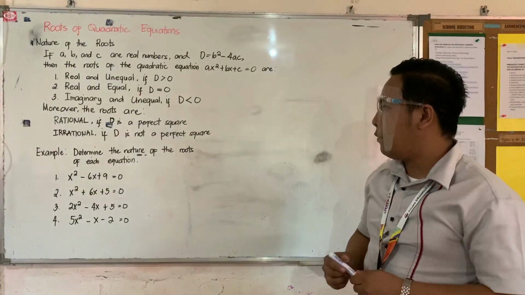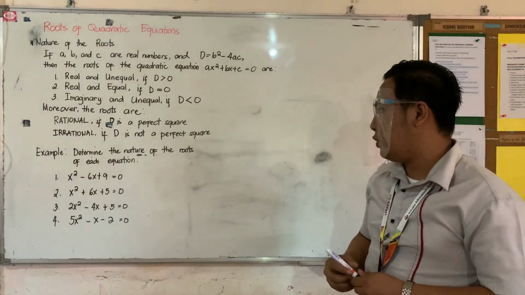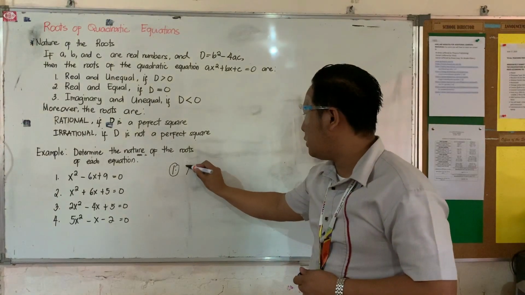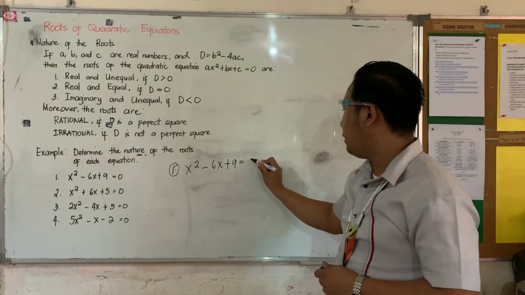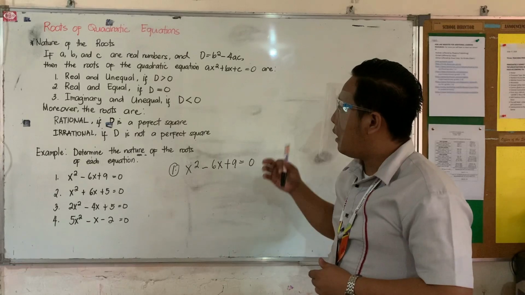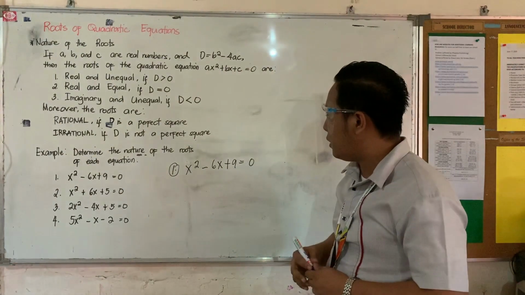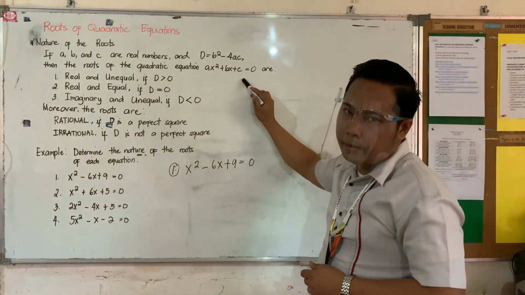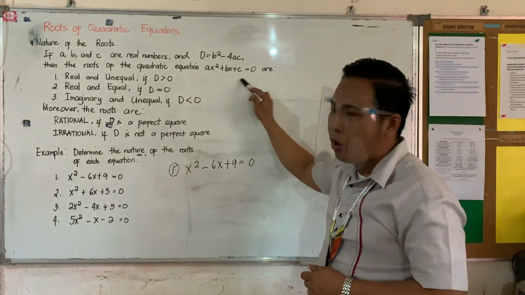So let's take a look at the examples given. Determine the nature of the roots of each equation. So number 1, we will solve number 1. We have x squared minus 6x plus 9 is equal to 0. Before we proceed to the solution of this problem, see to it that the quadratic equation is expressed in standard form ax squared plus bx plus c. Kapag hindi naka-arrange na ganyan, we need to arrange that in this form.